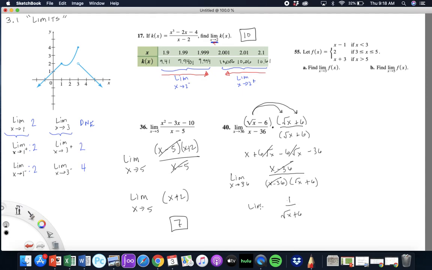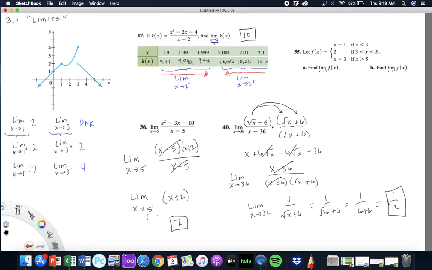So the limit as x approaches 36. Now I don't have a problem. I can plug in 36, which would be 1 over square root of 36 plus 6, which would equal 1 over 6 plus 6, which again would equal 1 over 12. So my limit as x approaches 36 is 1 over 12. And again, this is a technique that we haven't used too much in algebra, but it's a technique that you can use to make the limit work.